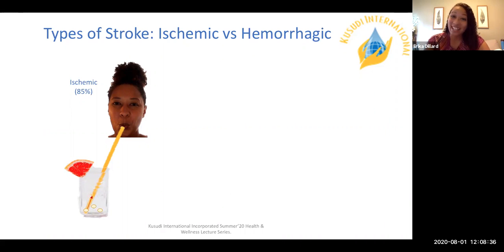Yes, that's me in the slide. I thought it would be helpful to give you an idea, in more of an animation, of the different types of stroke. So the major type of stroke we've just discussed is ischemia, or ischemic stroke. It makes up 85% of all strokes.